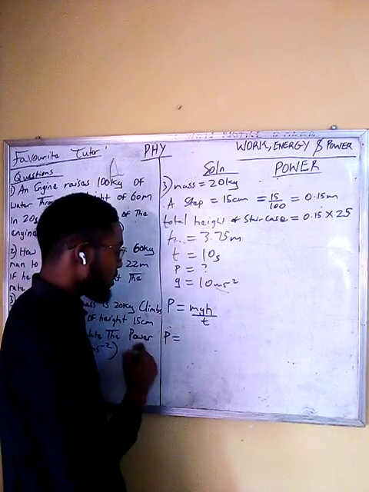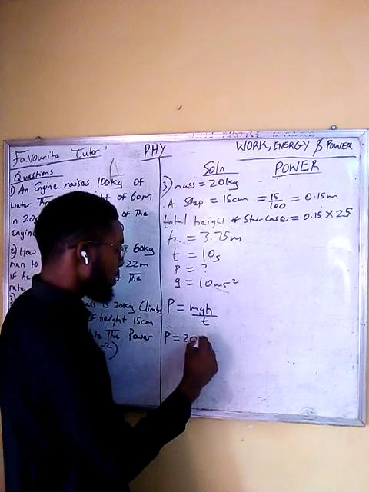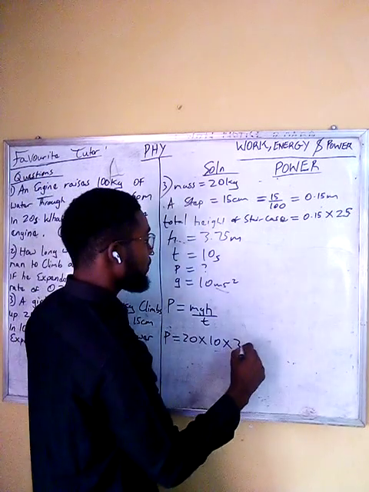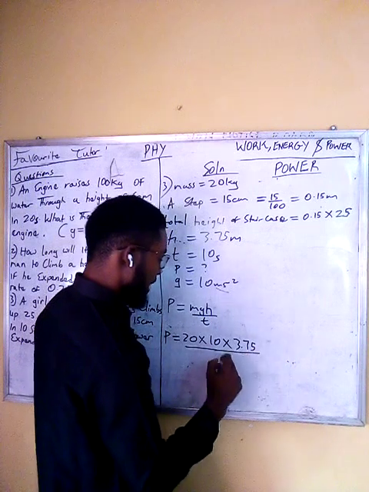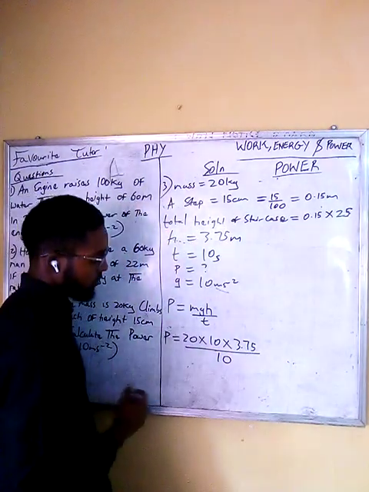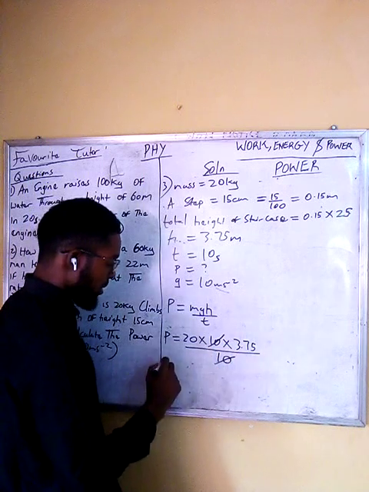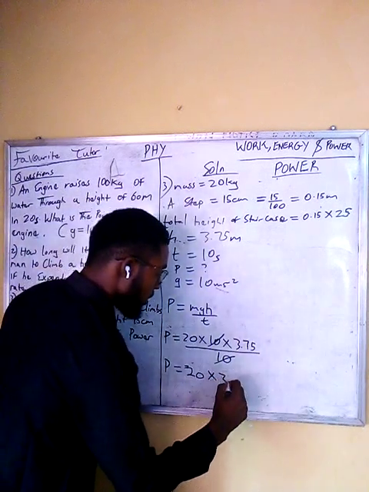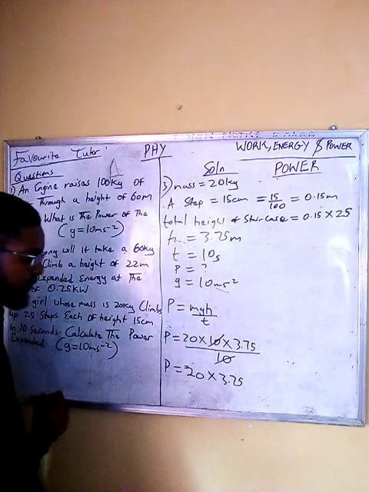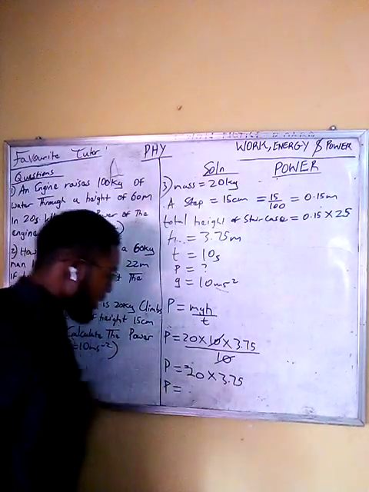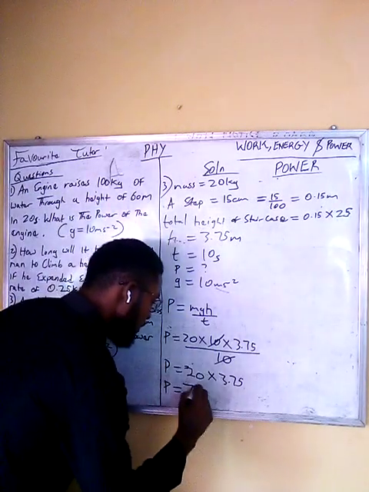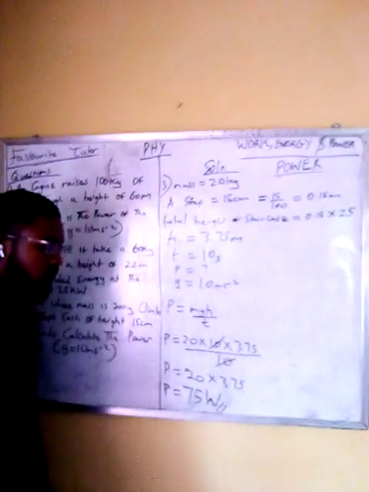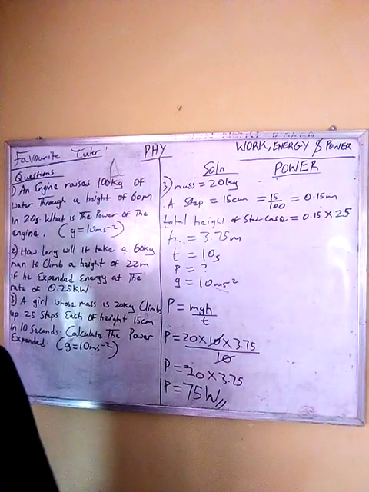So therefore the power is equal to, M is 20 times g, g is 10, times h, the total height is 3.75, all over time. Time is 10. Very easy. So 10 will cancel out 10. So therefore power is equal to 20 times 3.75, which is equal to 75 watts. All right, this is our answer to the question, 75 watts.